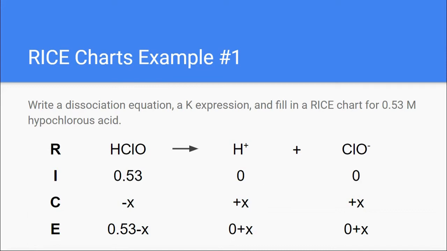So for E under HClO, I have that 0.53 and I add negative X to it, so 0.53 minus X. For the H plus, I started with 0, I add X, so I end up with 0 plus X. And then for ClO minus, I started with 0, I added X amount, and I end up with 0 plus X. That's how you fill in a RICE table, and they're all the same. So it's very repetitive. I'm going to do one more example by handwriting it, and then you guys have some to practice on the Pear Deck slides.